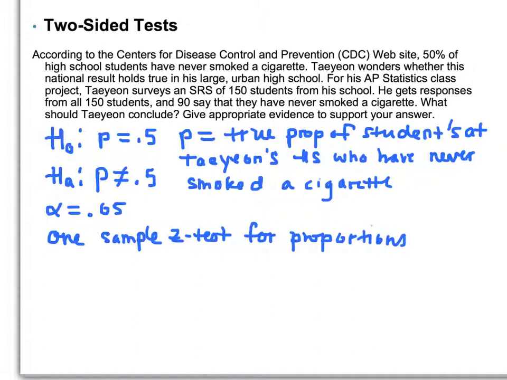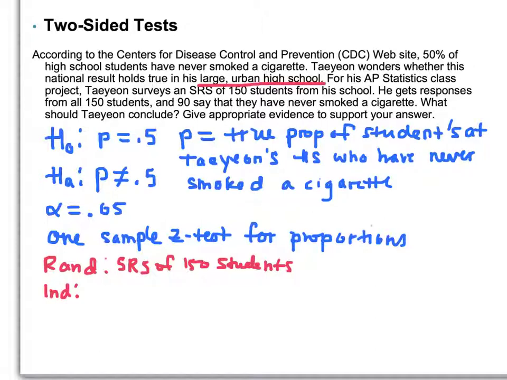Okay. Now we're going to check our conditions. And our conditions are random, independent, and normal. So random, we know we're given a simple random sample of 150 students. And again, see how I'm being specific, not just checking. I tell them simple random sample of how many. Independent. Well, they say he goes to a large urban high school right up here.